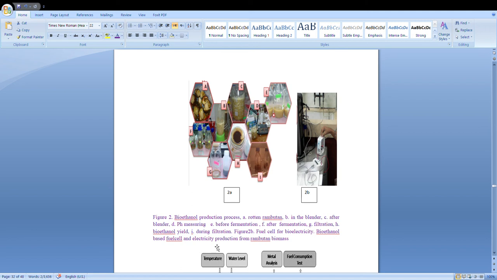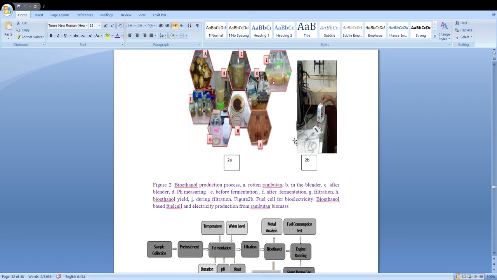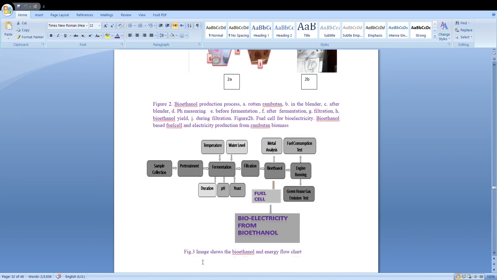Bioethanol-based fuel cell, and electricity produced from rambutans, and then we got the electricity. This is the bioethanol energy flow chart: sample, then pretreatment, fermentation, filtration, and after filtration, bioethanol production. There are conditions such as temperature, water level, duration, pH, yeast, and then bioethanol produced, metal analysis, fuel consumption test, greenhouse gas emission test, then fuel cell test, and finally bioelectricity generation from bioethanol.